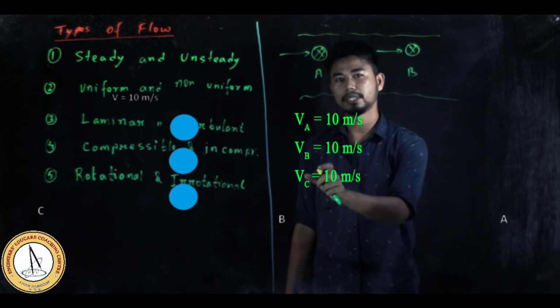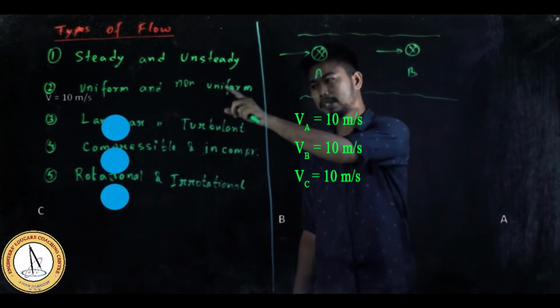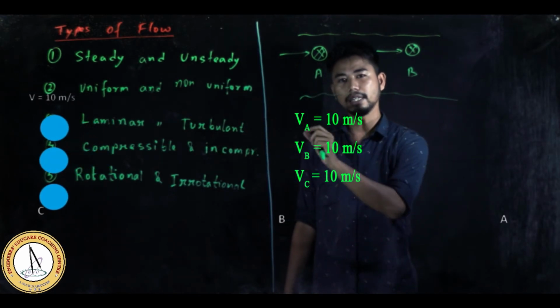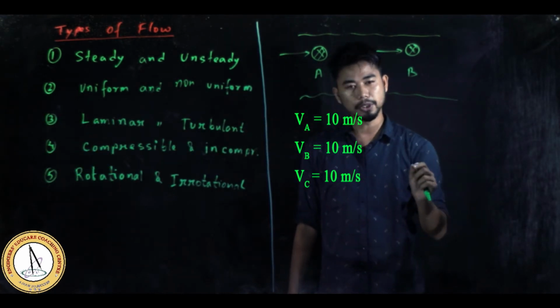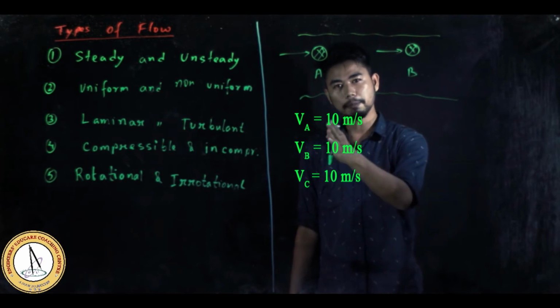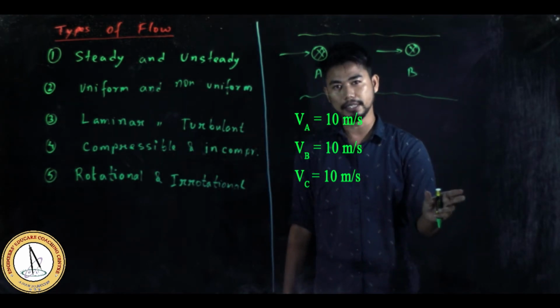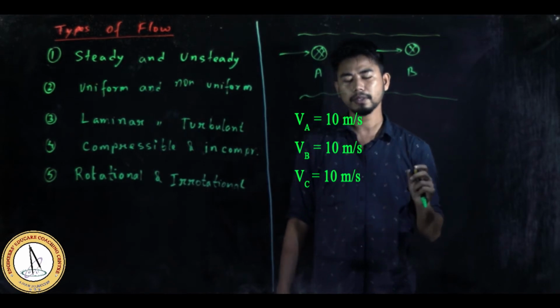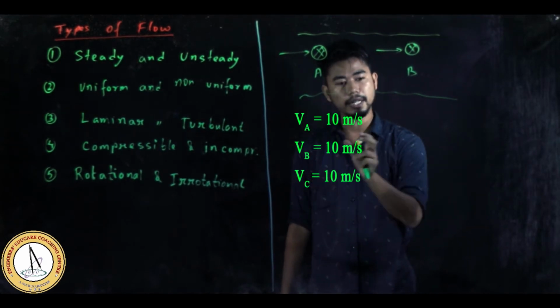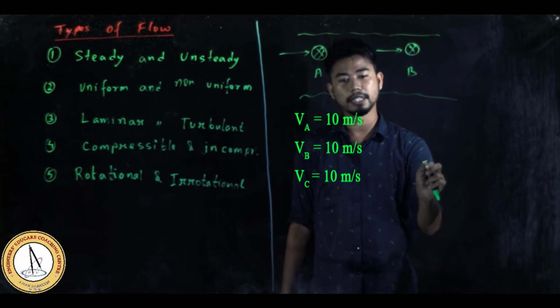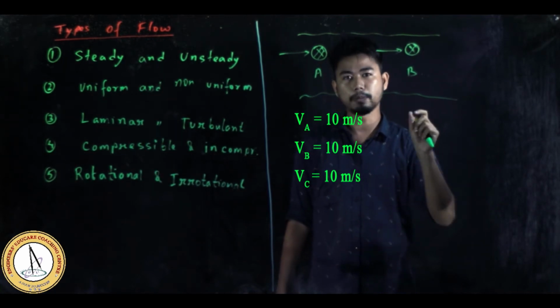At point B the velocity is still 10 meter per second. When it is moving at point C, it is still 10 meter per second. That means what? When it is passing from A to B, then B to C, what is changing? The time is changing. Okay? Now, the time is changing, but the velocity is not changing. What is velocity? It is the fluid property.